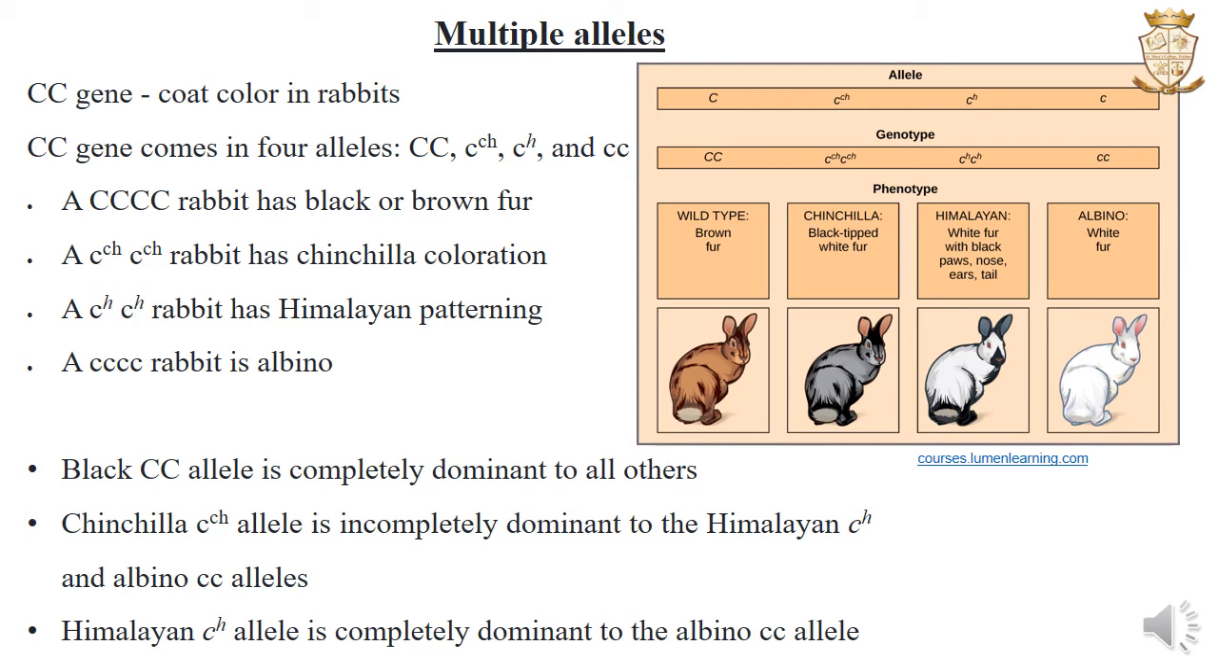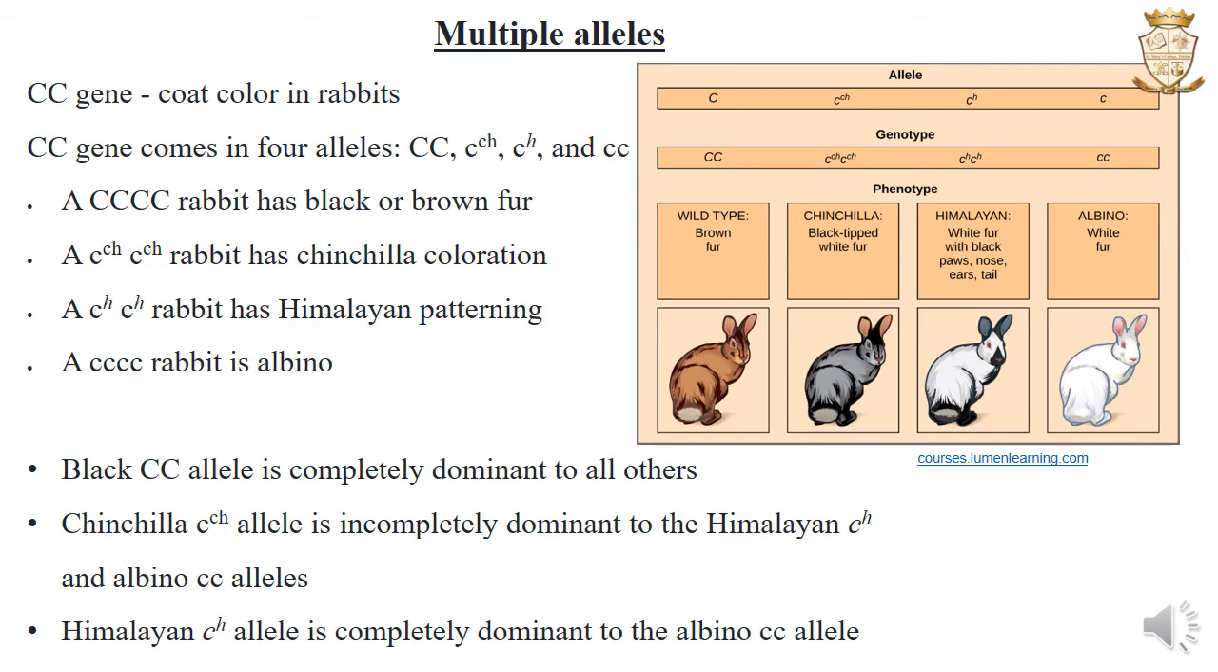And this type of multiple alleles allows many possible dominance relationships. In this case, the capital C allele is completely dominant to all the other alleles. The chinchilla allele, C^ch, is incompletely dominant to the Himalayan C^h and albino small case c alleles. And the Himalayan C^h allele is completely dominant to the albino small case c allele. So this is an example of multiple alleles, and there will be different types of dominance patterns among the alleles. As a result, different combinations of phenotypes could be observed in a population.